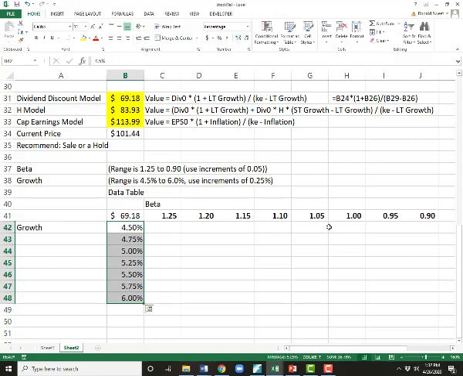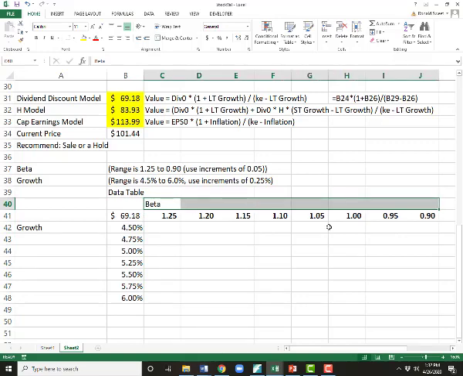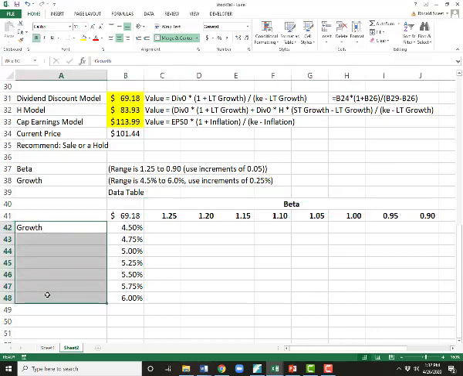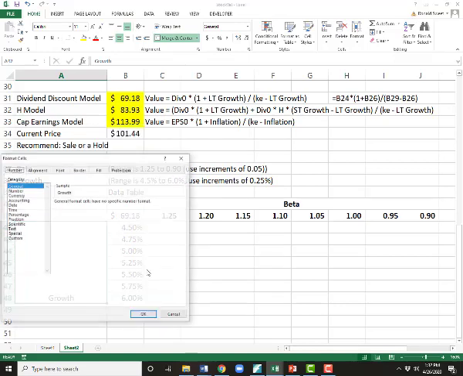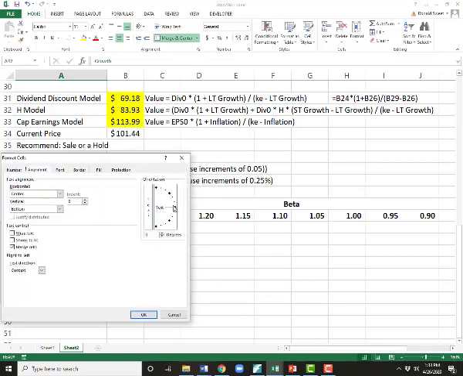Now, if you do this in a paper, if you take a class where you have to do this type of evaluation, I'd strongly encourage you to do a data table, but clean it up, make it look good. So I'm going to highlight all of these cells, then do Alt HMC. What HMC does is it combines all the cells and centers the word beta. Then I'm going to do the same thing here for the word growth, Alt HMC. And then I'm going to right click on this one and format the cell. On the alignment, I want the text to go sideways, and I want it to be centered.